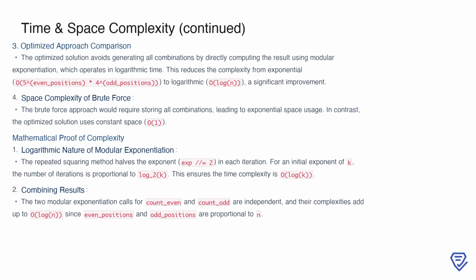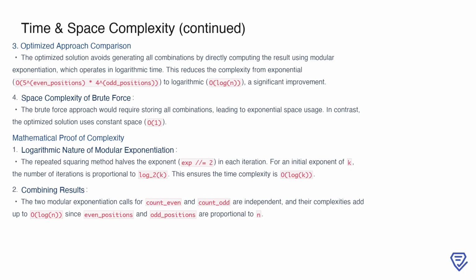In contrast, the optimized solution avoids this exponential growth by directly computing the result using modular exponentiation. Instead of generating all combinations, it calculates the total count in logarithmic time, reducing the complexity from 5^even_positions * 4^odd_positions to log n. This is a significant improvement in efficiency.